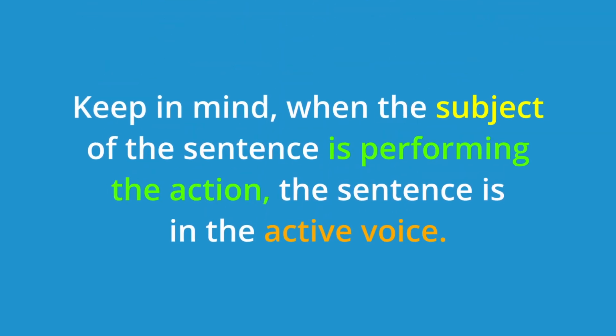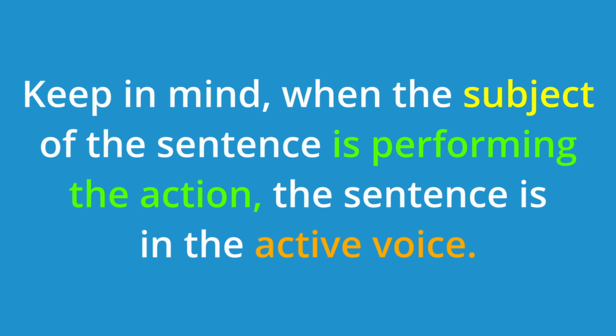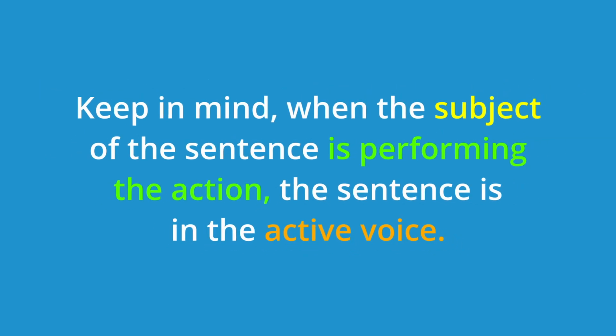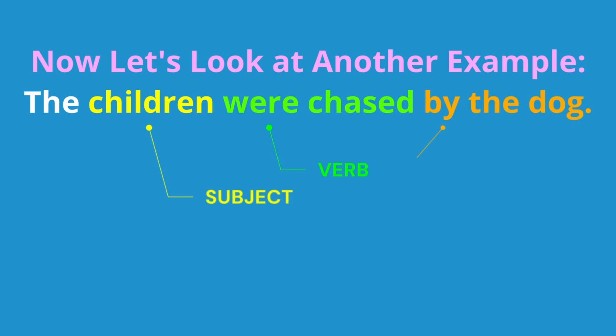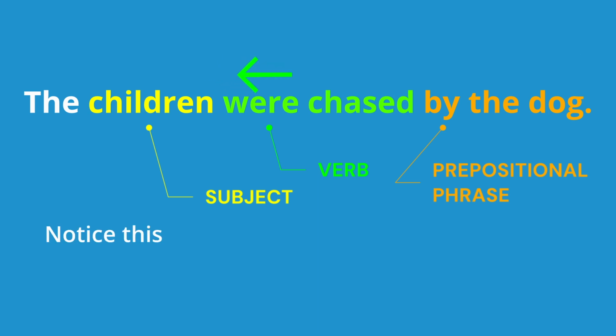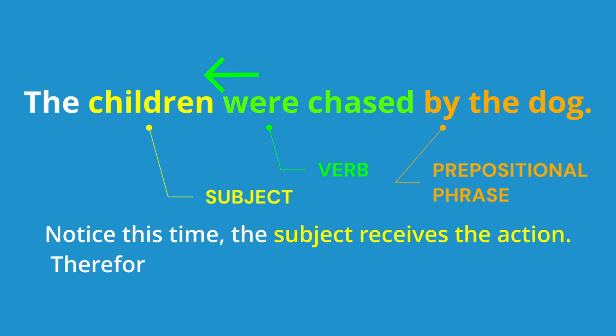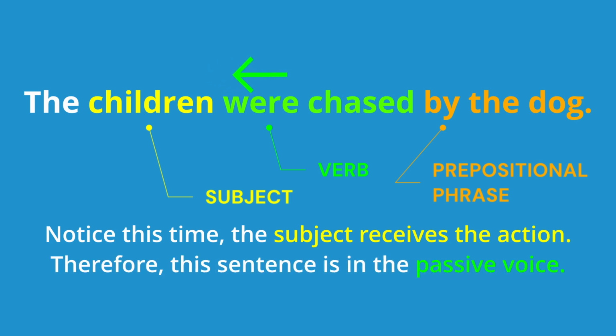So keep in mind, when the subject of the sentence is performing the action, the sentence is in the active voice. Now let's look at another example. The children were chased by the dog. The subject in this sentence is children. The verb is chased; by the dog is a prepositional phrase. Notice this time the subject receives the action. The children were chased by the dog. Therefore, this sentence is in the passive voice.